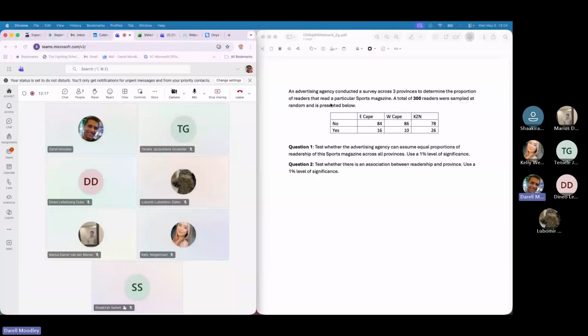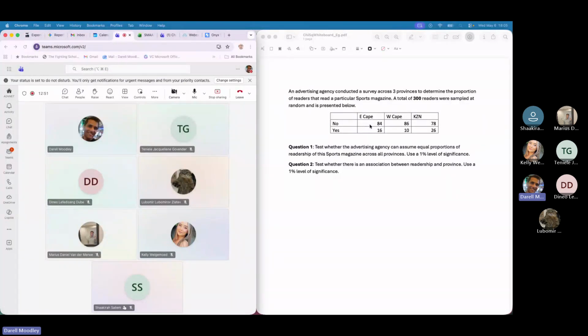It says an advertising agency conducted a survey across three provinces, which are the Eastern Cape, Western Cape, and KZN. They did this in order to determine the proportion of readers that read a particular sports magazine. They surveyed 300 readers, and the results are shown in this table below. In the first column you'll see no and yes: no means the readers don't read the sports magazine, and yes means they do.